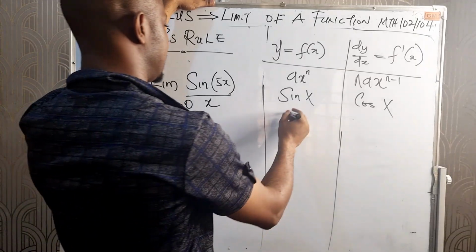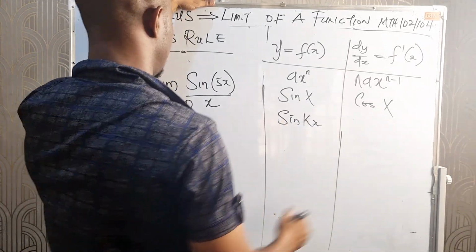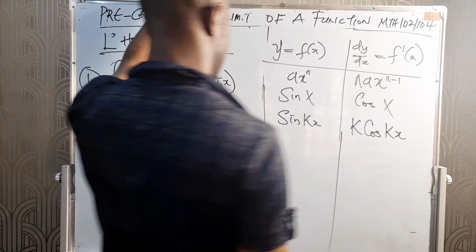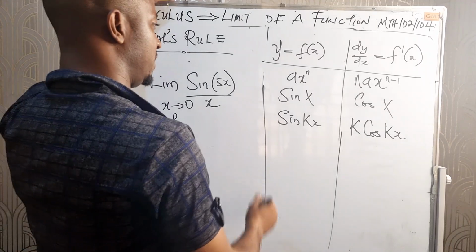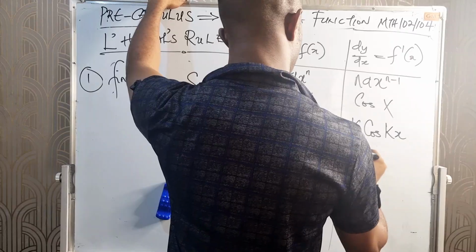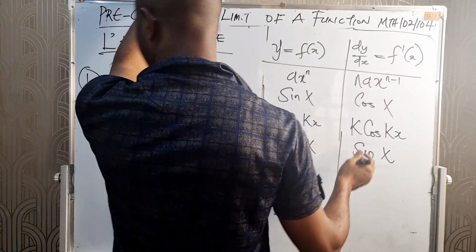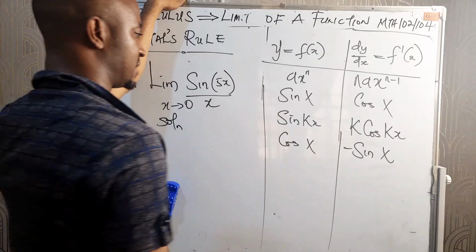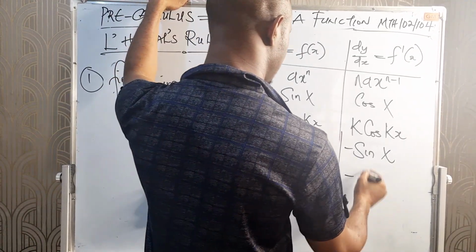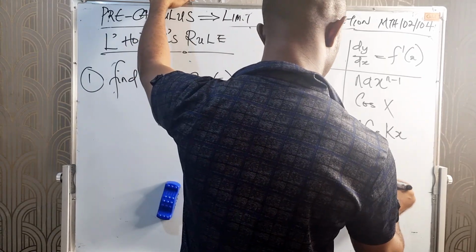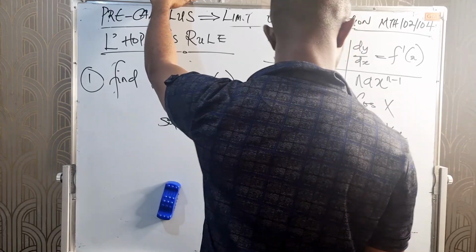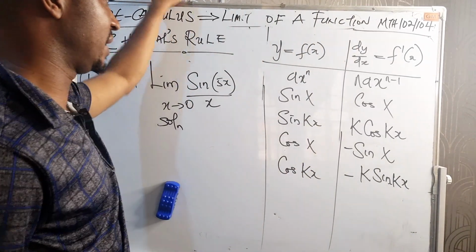If you differentiate sine kx, the result becomes k cos kx. When you differentiate cos x, the result becomes minus sine x. When you differentiate cos kx, the result becomes minus k sine kx, where k represents a constant.